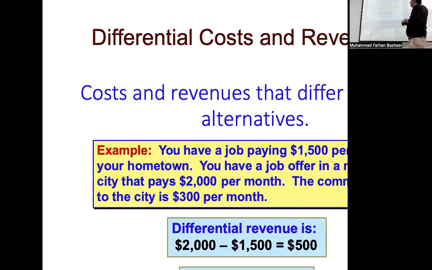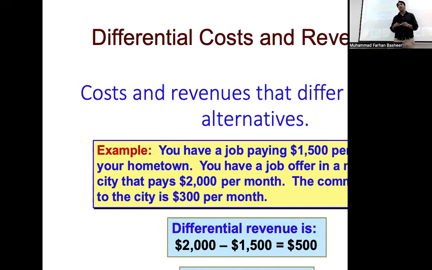The first one is differential cost and revenue. What is differential cost? A differential cost is basically a difference of cost between two alternatives or two outcomes. Let me give an example.